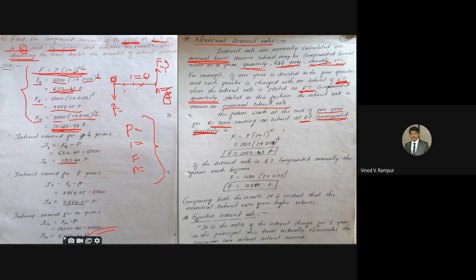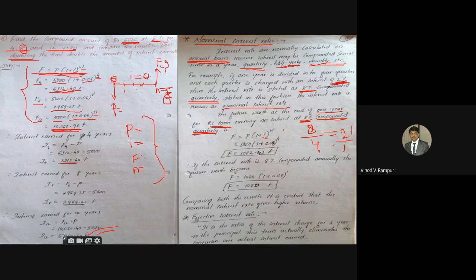Clear? Now, the principal amount it becomes is 1000 rupees. 1 plus i. What is i? 2%. If it is 8%, then 8 by 4, you are going to get 2% for compounded quarterly. Then divided by 100, then you are going to get 0.02. That is the value of i.